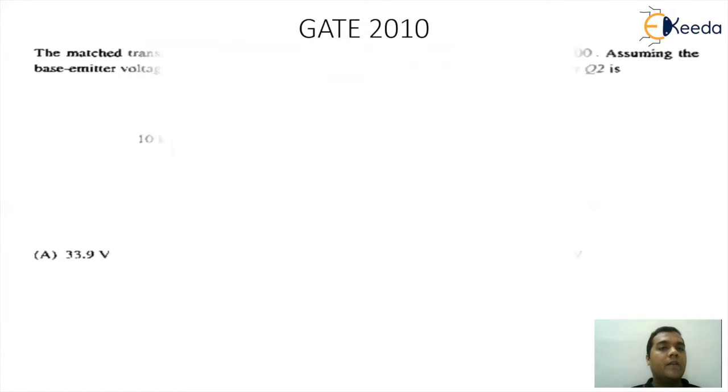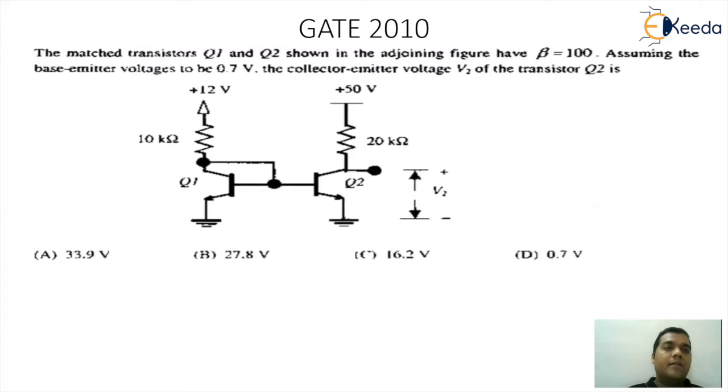Let's go for the next sum. This is from the GATE 2010 paper. The question is, the matched transistors Q1 and Q2 shown in the adjoining figure have beta 100. Assuming base emitter voltage to be 0.7, the collector emitter voltage V2 of the transistor Q2 is.